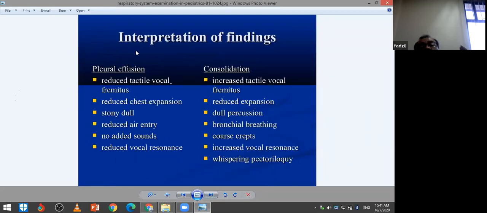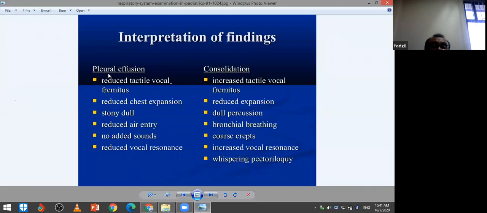So you must be able to interpret your findings. This is what we expect of you. In third year, you have to be able to find the findings and interpret some of them. But in the final year, you must be able to interpret. If you are not able to interpret, you are not able to pass. You must be able to interpret the findings in final year. No choice.